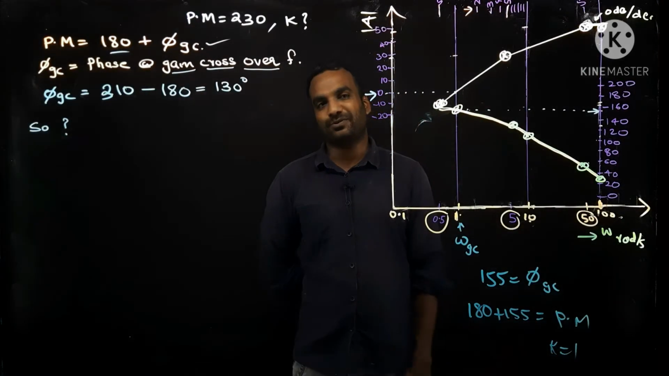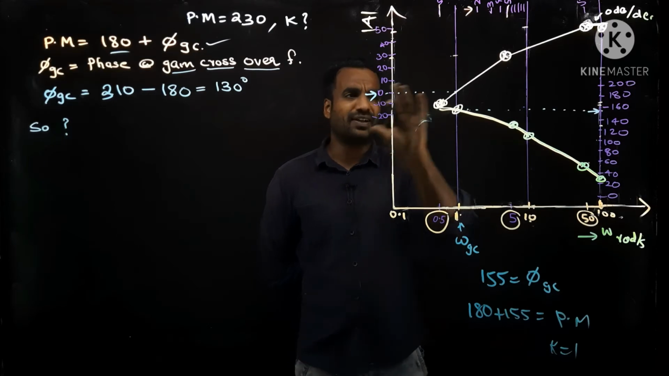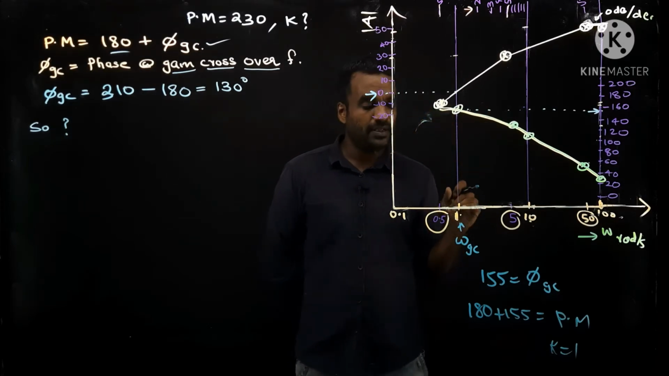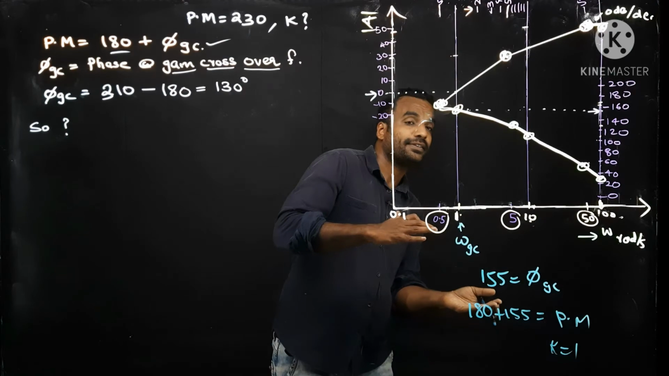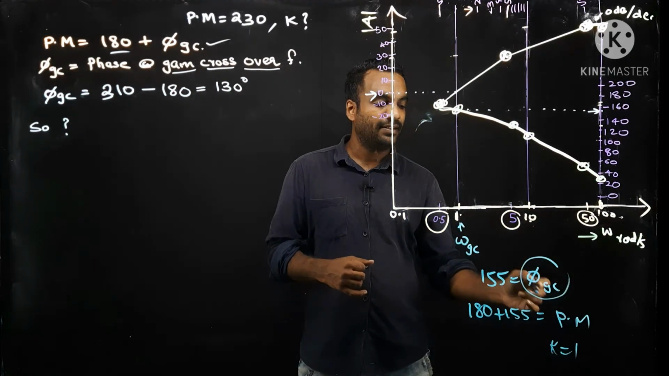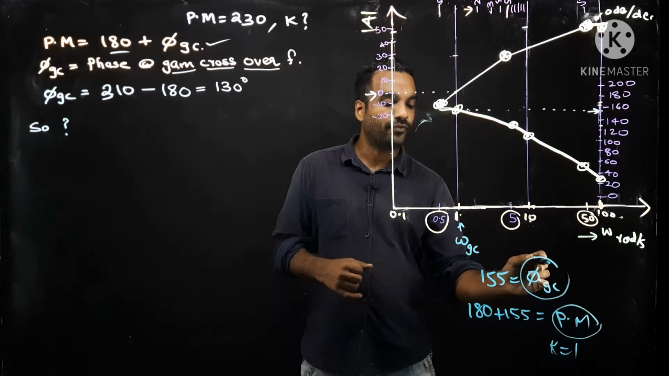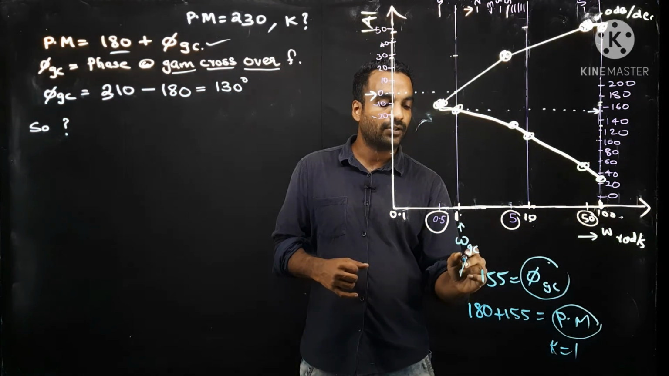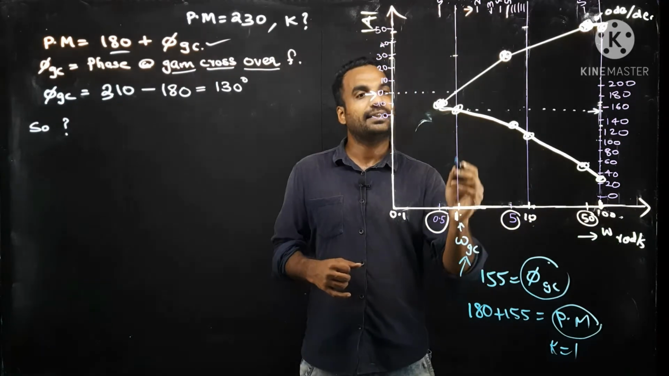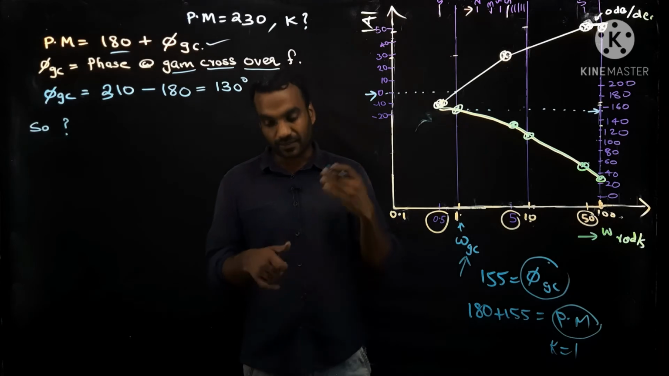But this is not my question. I explained this for you to memorize what was the concept. Now I want to do it in the reverse manner. I want to come from this side. I have to first apply phase margin, then I have to find phi gc, then I want to come to omega gc, and then I want to go to the point where this happens. Reverse manner is needed.